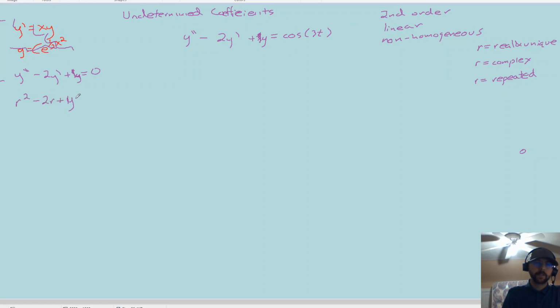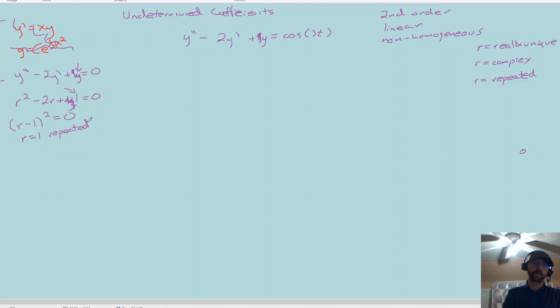r squared minus 2r plus, so now this is a 1, sorry. This one's a y. This one's a 1. Equals 0. I picked one that factors, so this is r minus 1, and that's it. So this is a repeated root. r minus 1 squared equals 0. That's positive 1, and the 2 together, negative 2. So here we have r equals 1, and it is a repeated root.